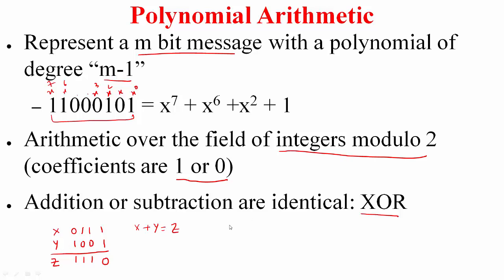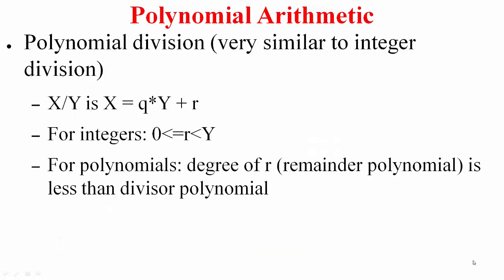Just to show that addition and subtraction are identical, let me do the following addition. Here I have added x plus z and what I got is y. So I'm representing it here. But if you see here, this y is nothing but z minus x. And note that x is not equal to 0. So y is z minus x and y is z plus x, with x not equal to 0. That means that addition and subtraction are identical as far as the field of integers modulo 2 is concerned.